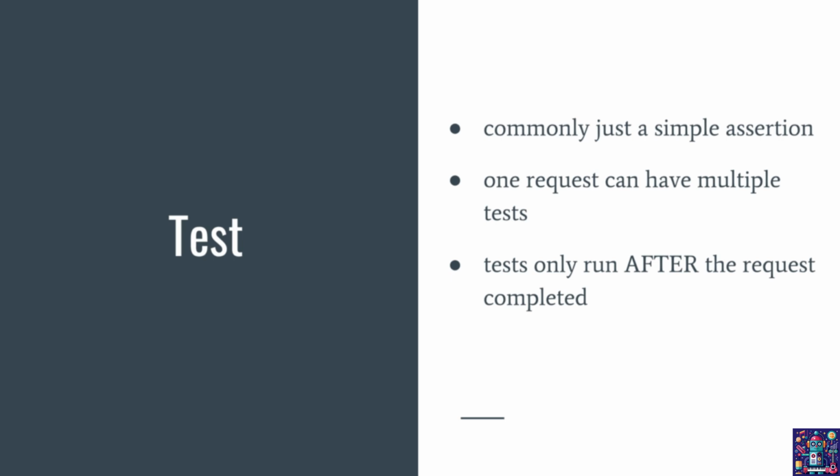And of course, one request, that is when you're sending something to a server, can have multiple tests, and each test can have multiple assertions, but we'll get to that a bit later. What's important to know in Postman is that the tests only run after the request completed, which means only after Postman got a response from the server are the tests being executed.